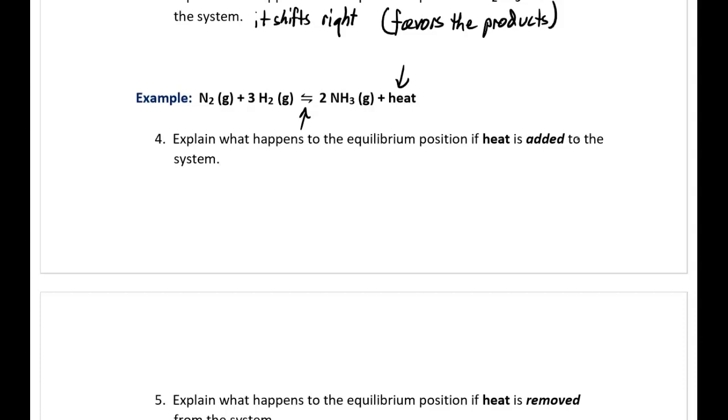What if more heat is added? The chemical reaction will respond by using up that extra heat. Heat is used when the reverse reaction happens to create the stuff over here. So the equilibrium position will shift to the left. The reaction will favor the reactants.